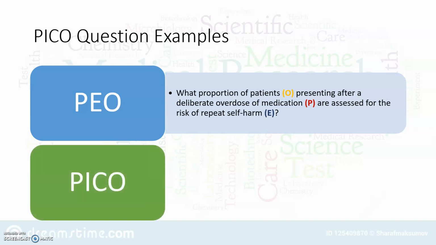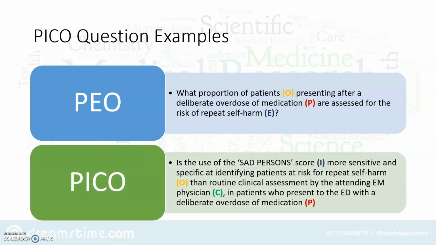For an interventional study, we may be asking ourselves, is the use of the SAD PERSONS score, that's the intervention, more sensitive and specific at identifying patients at risk for repeat self-harm than routine clinical assessment by the attending EM physician in patients who present to the ED with deliberate overdose of medication? And as you can see, the PICO doesn't have to go in that order, but each of the elements is there in the question.